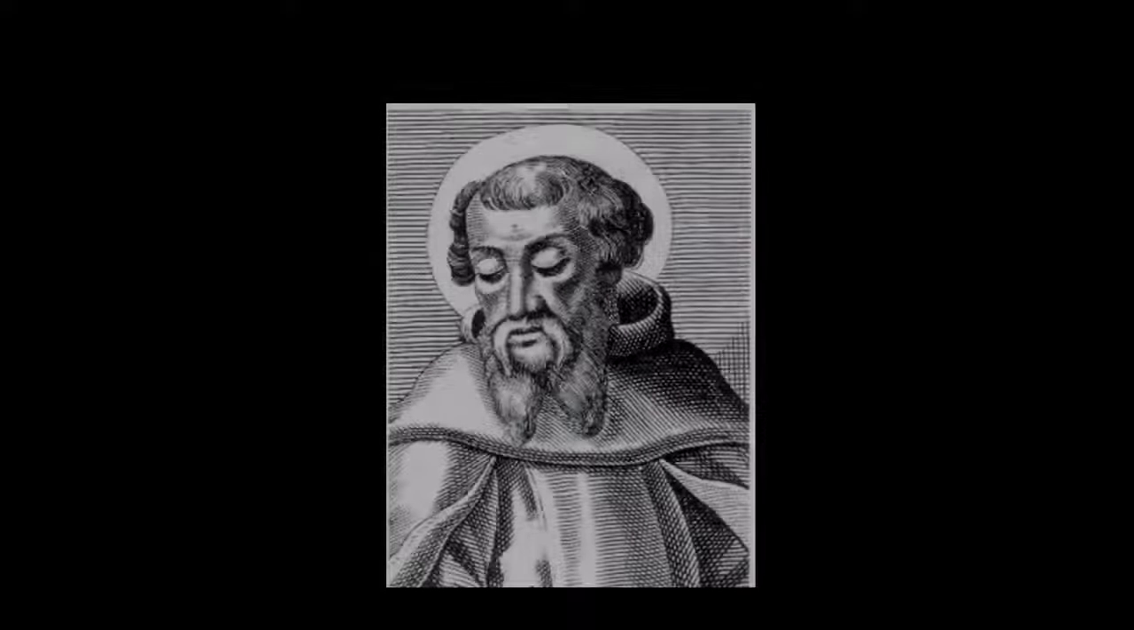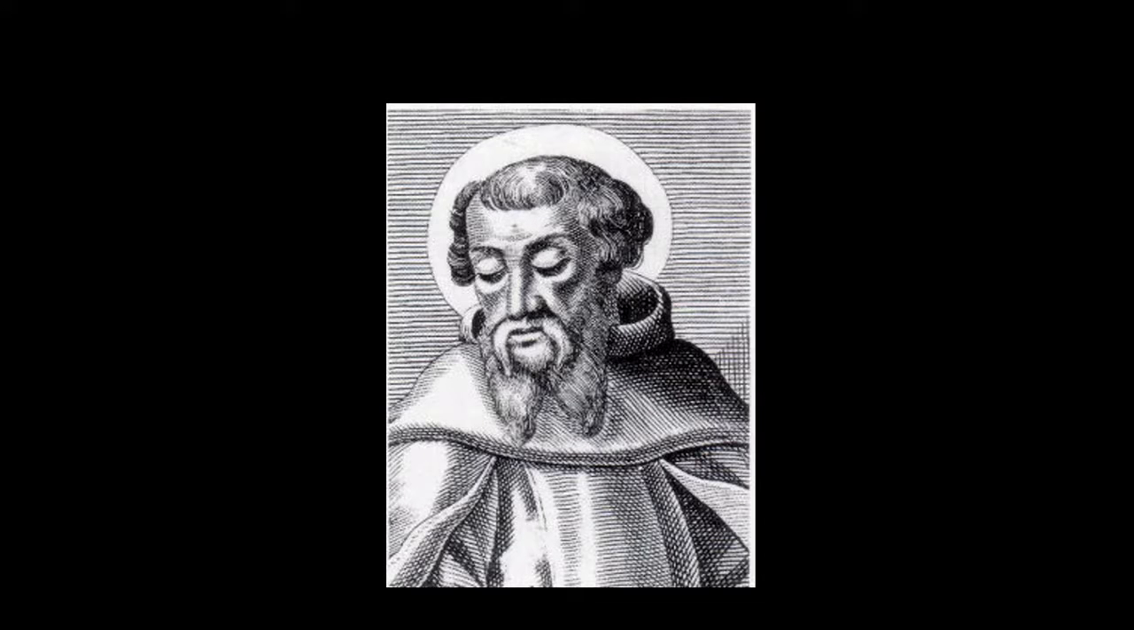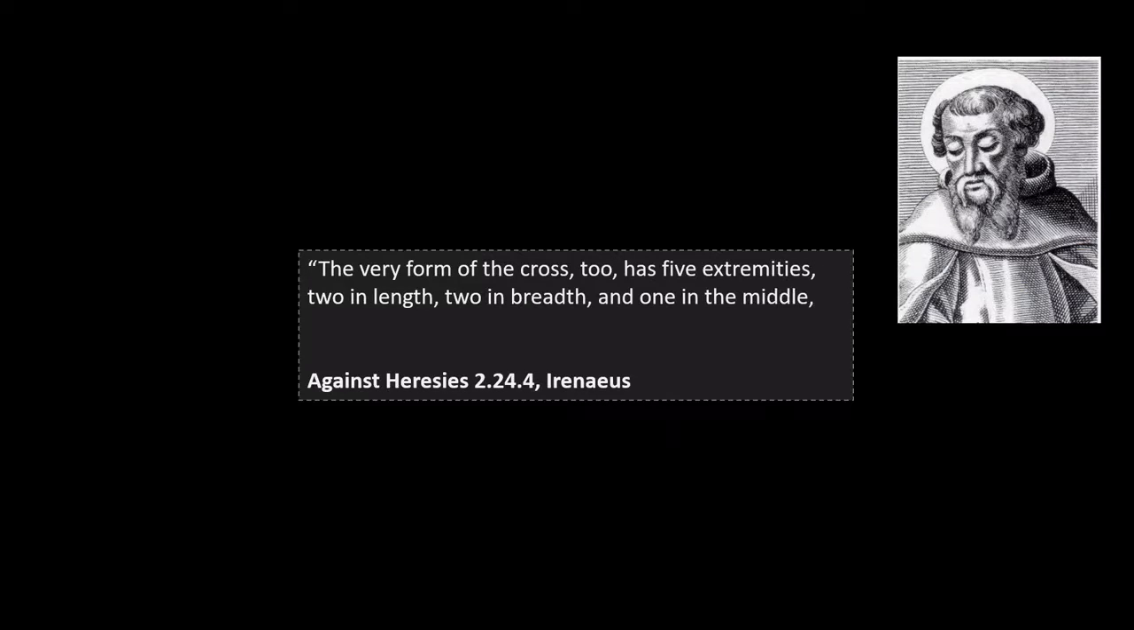Critics claim the early church fathers supported the cross. One of the most popular is Irenaeus. He was born circa 130 AD and is known as an early church father who worked to combat the influences of Gnosticism on Christianity. In his writings against heresies, he comments, "The very form of the cross too has 5 extremities, 2 in length, 2 in breadth, and 1 in the middle, on which the person rests who is fixed by the nails."